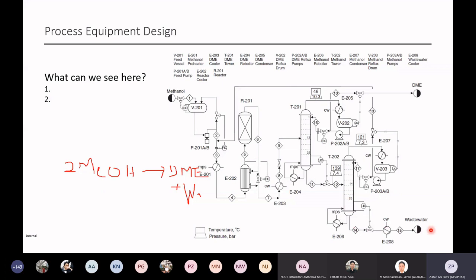So if you come to the beginning of this semester having this kind of flow sheet, the main question that comes to mind is what should we think about in this regard? What are the important aspects of these equipments that I have to consider when I'm going to design all of this equipment?